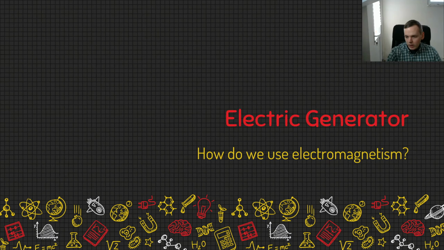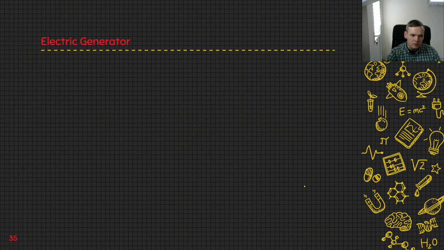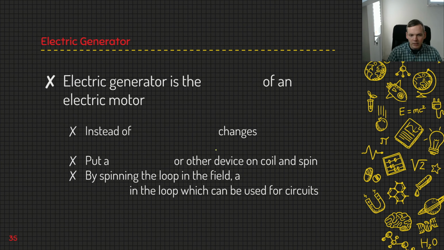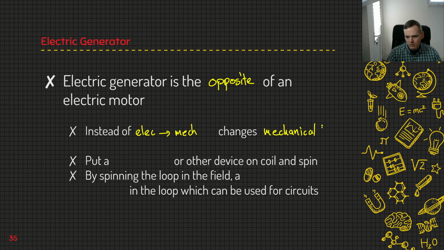Let's talk about a generator, which is another main use that we use for electromagnetism. And the good news is, if you understand how a motor works, you understand how a generator works, because a generator is the opposite of an electric motor. Instead of changing electric to mechanical, it changes mechanical to electric energy. And it's literally a motor that you're running backwards.